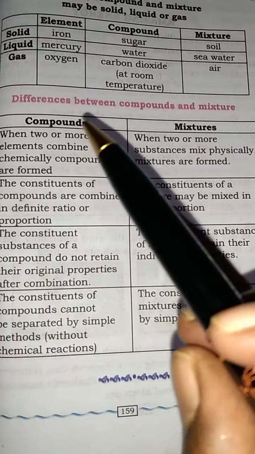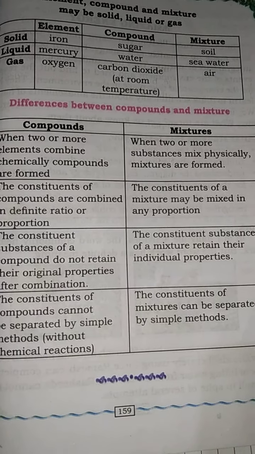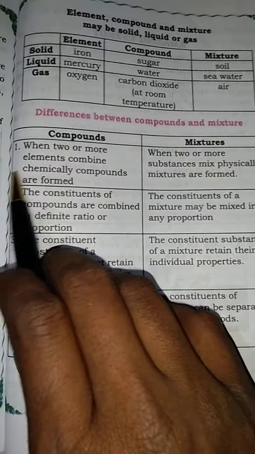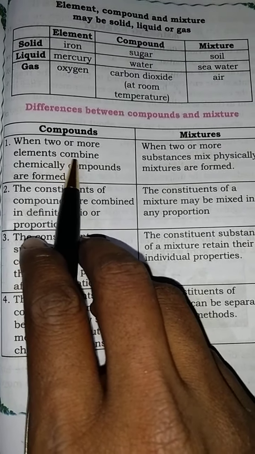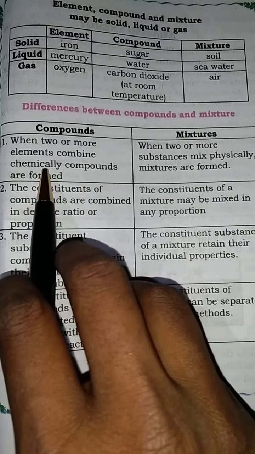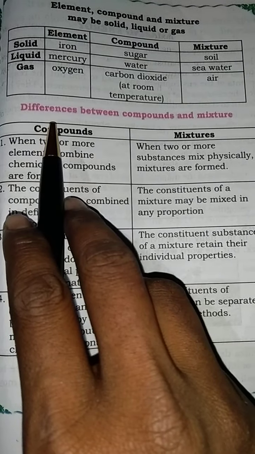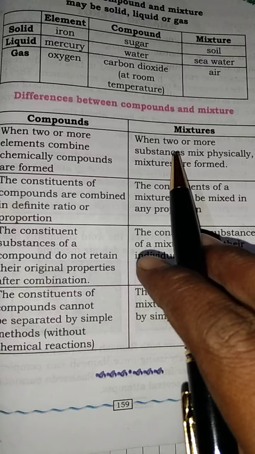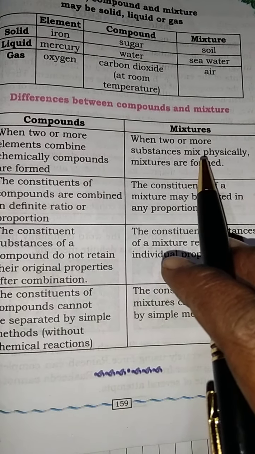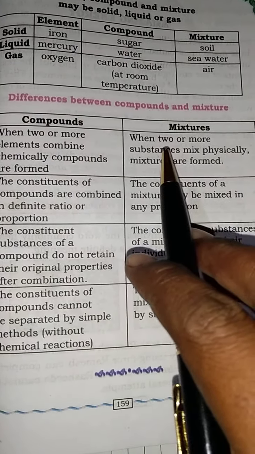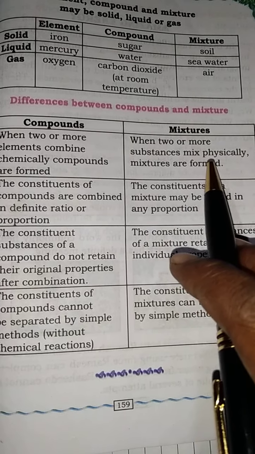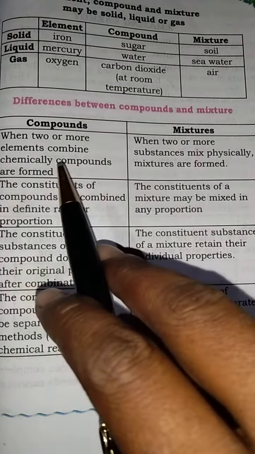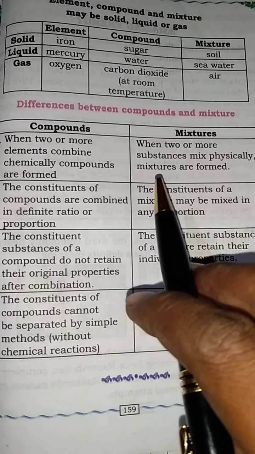Next we are going to discuss the difference between compounds and mixtures. First, compounds and mixtures. When two or more elements combine chemically, compounds are formed. Compounds are formed by combining two or more elements. When two or more substances mix physically, mixtures are formed. Here elements are combined, there substances are combined.